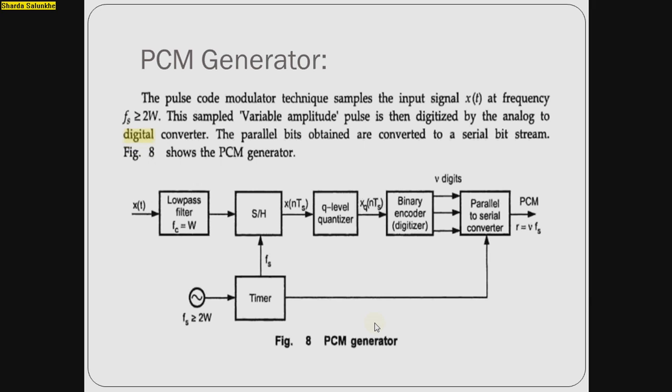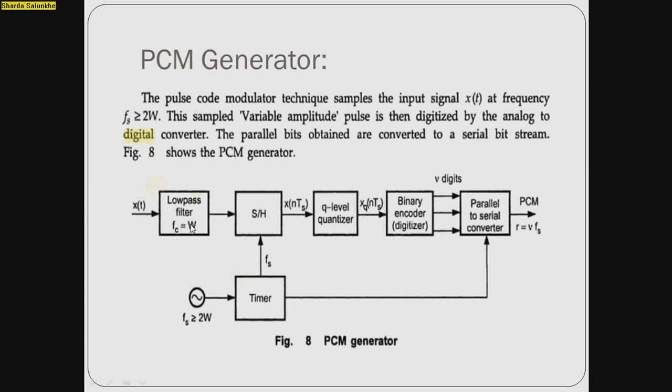Pulse code modulator is a technique that samples the input signal x(t) at a frequency fs greater than or equal to 2W. That is the Nyquist criteria. So your sampling frequency is greater than or equal to twice the highest frequency component. This sampled variable amplitude pulse is then digitized by the analog to digital converter, and the parallel bits obtained are converted to the serial bit stream as shown in the figure. So this figure is nothing but the PCM generator.